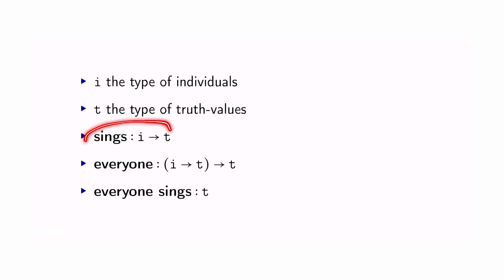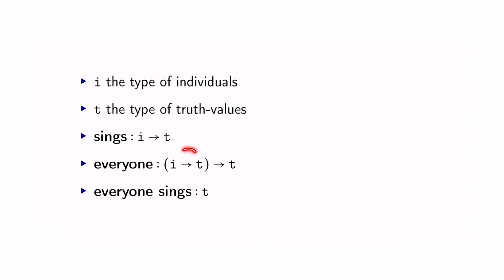Okay, so we've got sings of type individual to truth value. What about a quantifier like everyone? Well, forget how quantifiers work in logic for the moment. Just think about how they work in English. We would normally say something like everyone sings. Okay, so everyone should be something that takes a predicate, a one-place predicate, to a truth value. So everyone is going to be of type I to T, that's predicate type, to truth values.